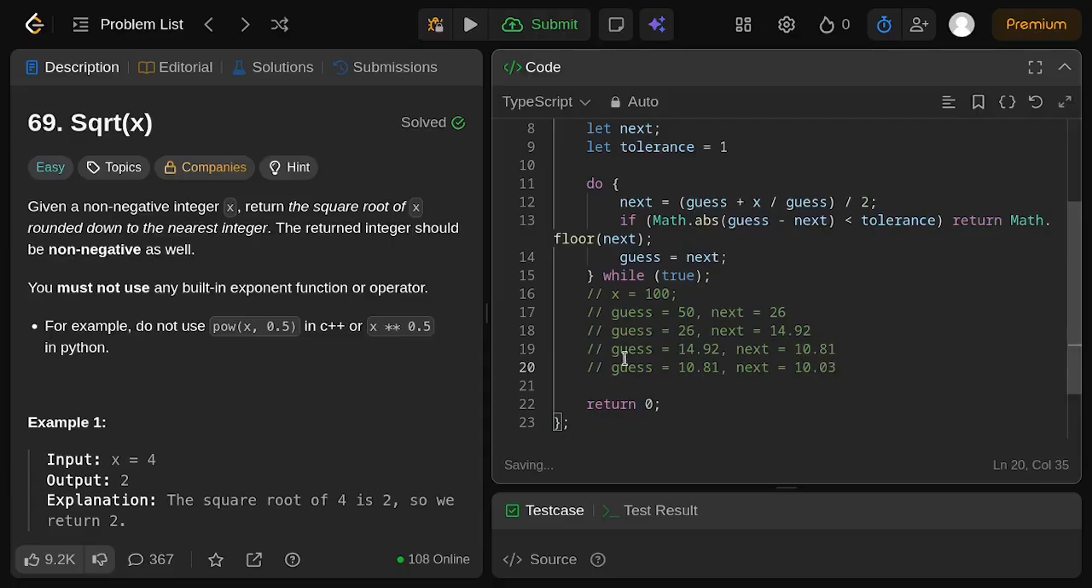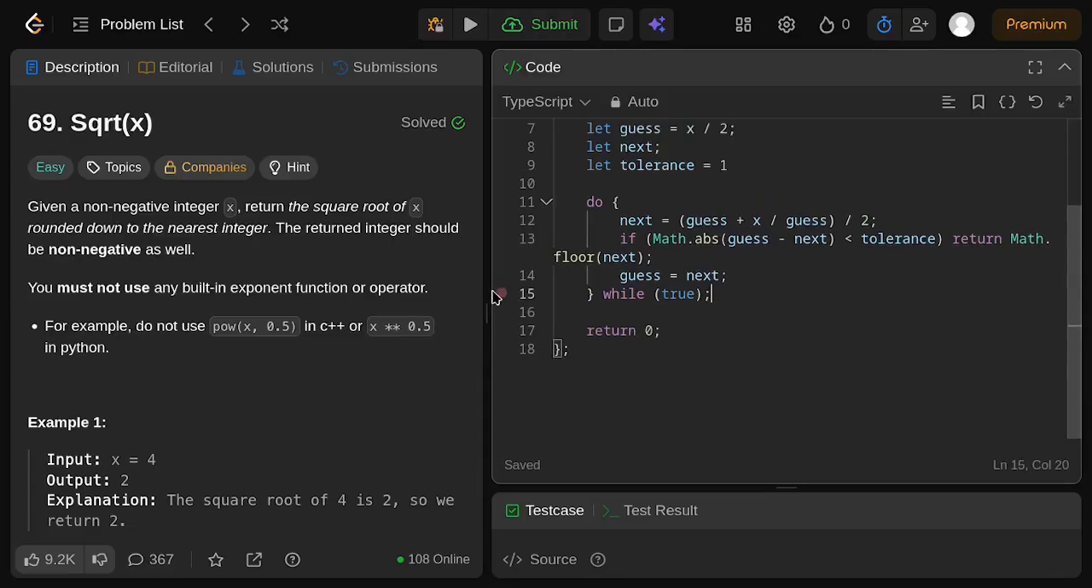In this fourth iteration, we have a difference below 1 because 10.81 minus 10.03 is around 0.78, and it is below the tolerance. Then we return the Math.floor of the next value, which is about 10.03, and we return 10 as our answer. So that is the answer of the square root of 100 without using any built-in method at all.